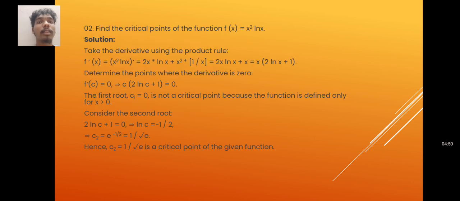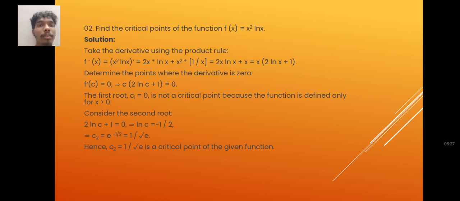Let us solve the second one. Find the critical points of the function f(x) is equal to x squared ln x. Let's solve. Take the derivative using the product rule. f'(x) is equal to 2x ln x plus x squared times 1 by x, which is equal to 2x ln x plus x, which is equal to x(2 ln x plus 1).